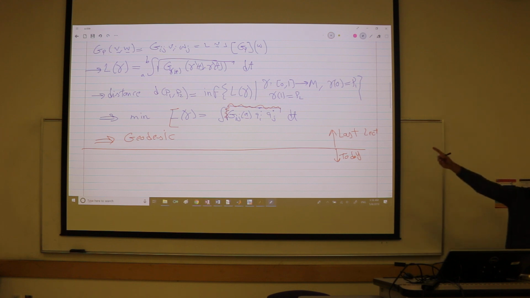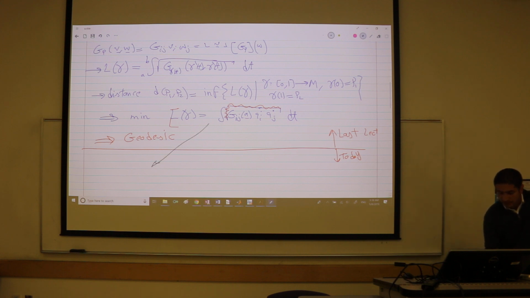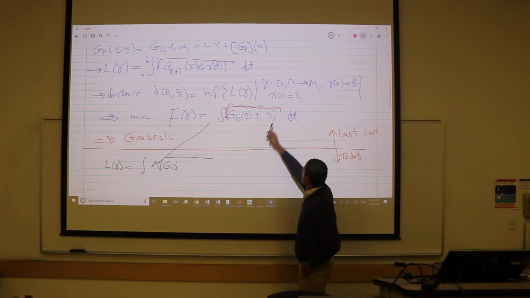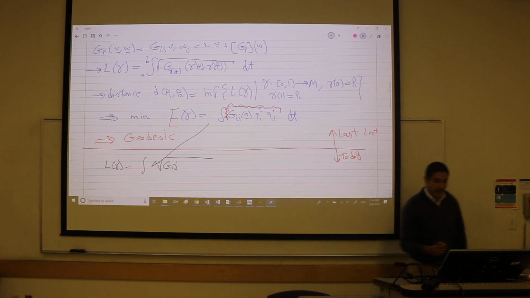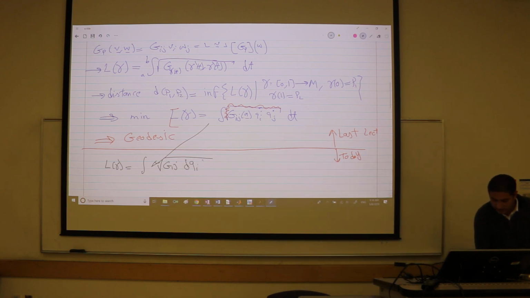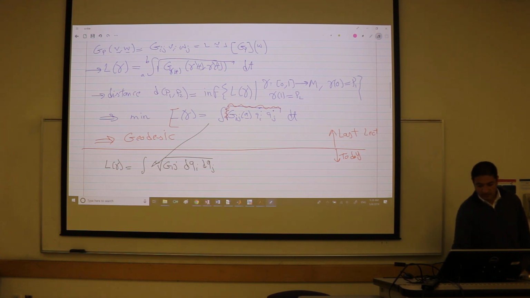So let's continue with the definition of L. Let's recall L from here, please. L of gamma is the integral of the square root of g_ij, with q dot and q dot, so it's dq by dt, dq by dt. I can get this dt squared outside of the square root, it would be dt. So I would have just here dq^i dq^j, right? So this is the length of gamma. Any question about that?